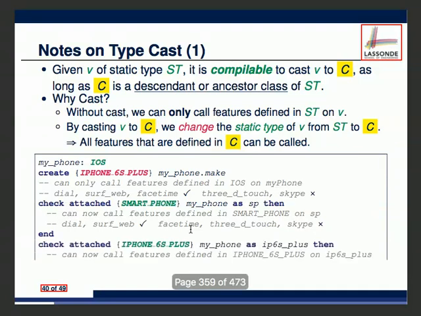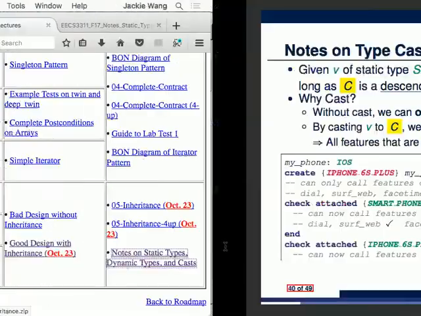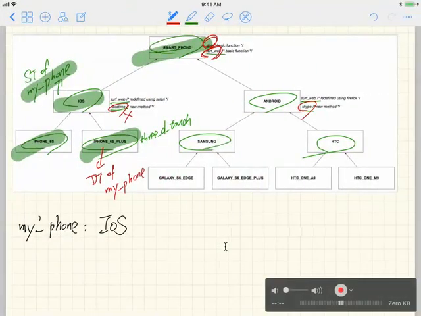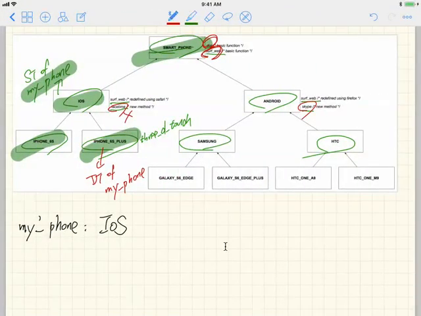Okay, so now, let's see this one over here. Let's say for this third cast, we cast my phone, which was declared as iOS, into iPhone 6s Plus. Let's see what the picture is. My phone, the static type is iOS, and then we're trying to cast that into iPhone 6s Plus, so that's a downcast.